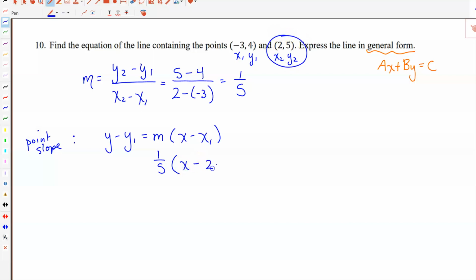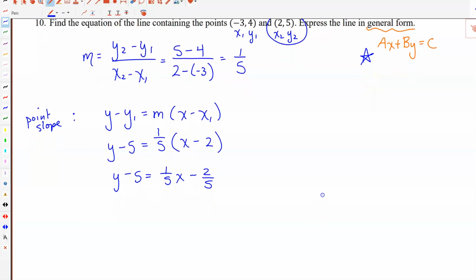So I'm going to plug in 2 for my x1 and 5 for my y1. So I'll have y minus 5 is equal to 1/5 times the quantity of x minus 2. Now my next step is going to distribute through. So I'm going to get 1/5 x minus 2/5, but now here's where I need to keep in mind what form I'm trying to express my final answer in.